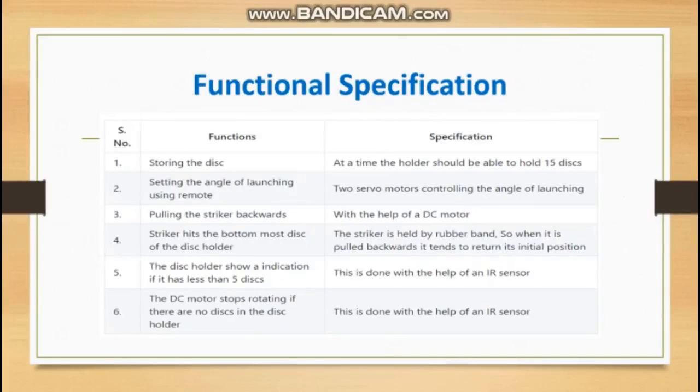Fifth is the disc holder shows an indication if fewer than 5 discs are in the disc holder. This is done by using an IR sensor. Lastly, the DC motor stops rotating if there is no disc inside the disc holder. This process is also done with the help of an IR sensor, which indicates that the holder is empty and stops the DC motor.